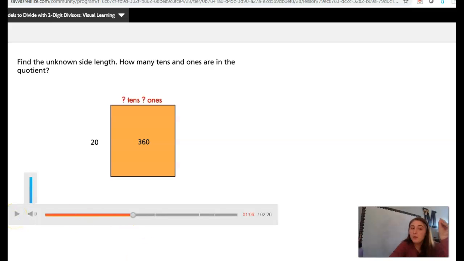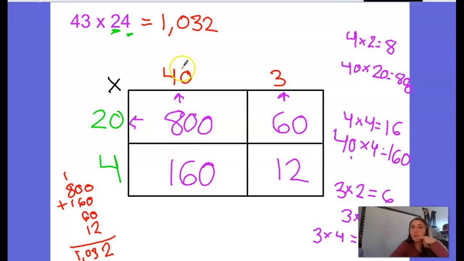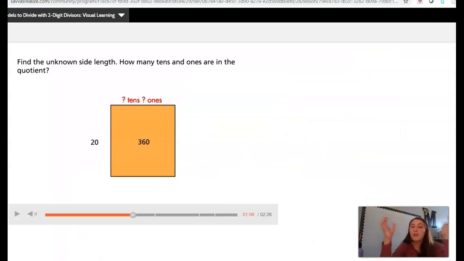So just like we did with multiplication over here, when we split 43 into our tens and our ones, and 24 into our tens and our ones, we're still doing that same strategy to help us figure out how to do this problem easier. So we're setting it up like we did before, just we're finding a new unknown.